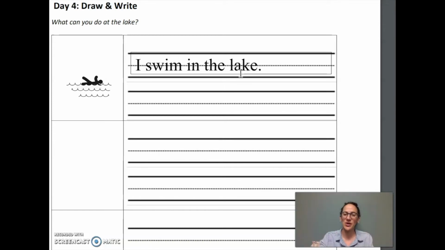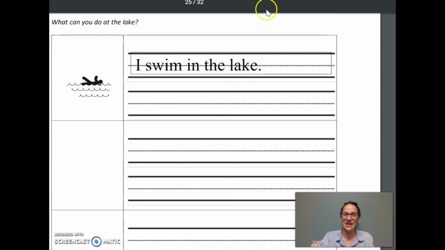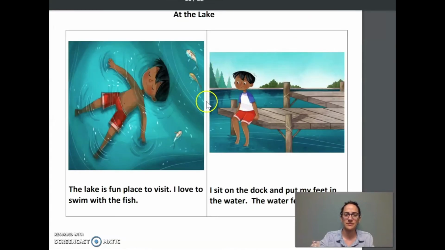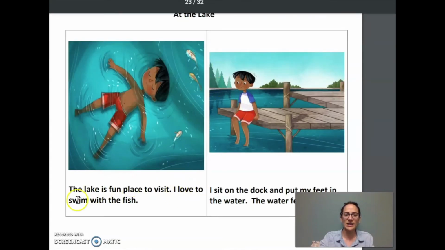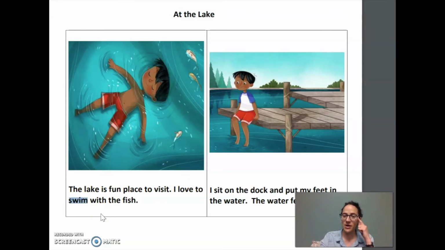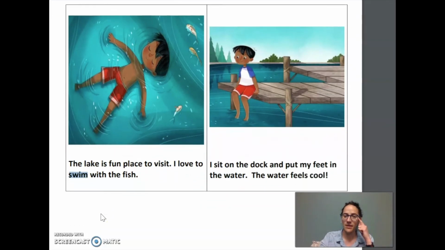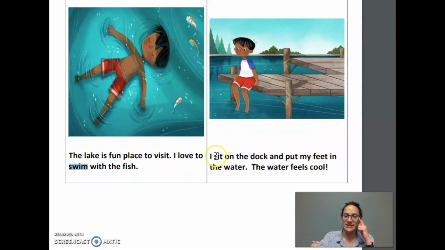Let's go back to our book and see if we can find some examples. Oh, he says, I love to swim with the fish. I remember that from our example too. I can say, I sit on the dock and put my feet in the water. The water feels cool. So what can we do at the lake?